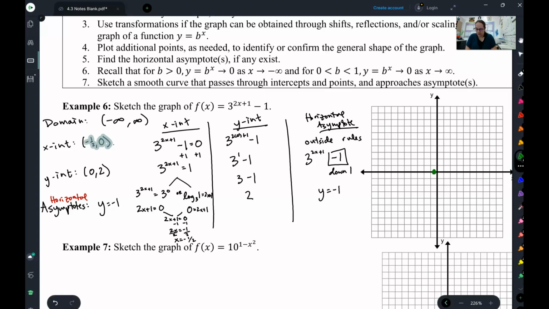Here, let's color code it. Next, we have a y-intercept at (0, 2). And then lastly, I have my horizontal asymptote at y equals negative 1. So I fill all those in, and then it's pretty quick to see. I got my hockey stick shape, and we're good to go.